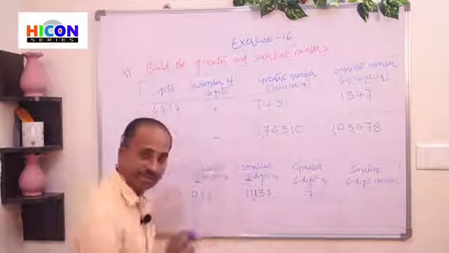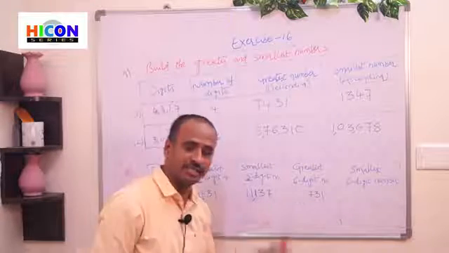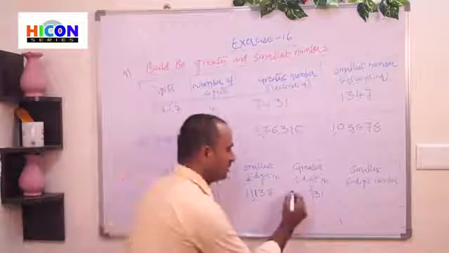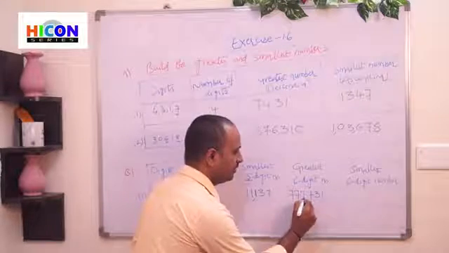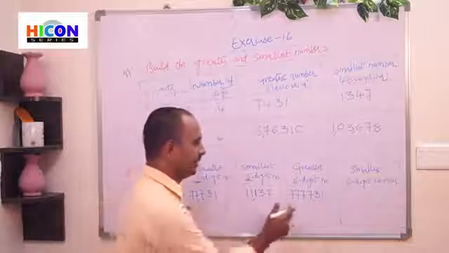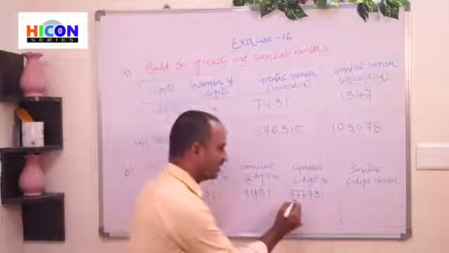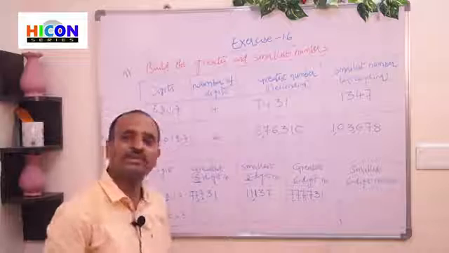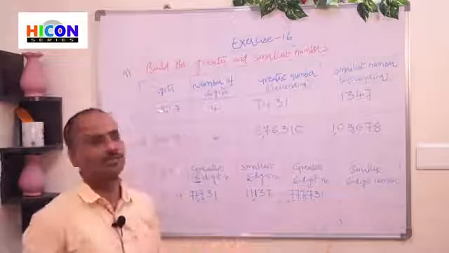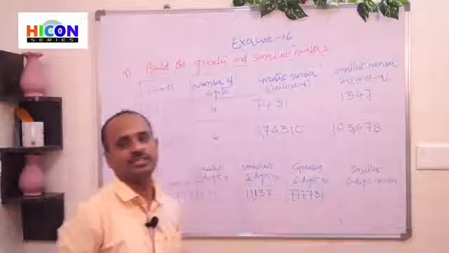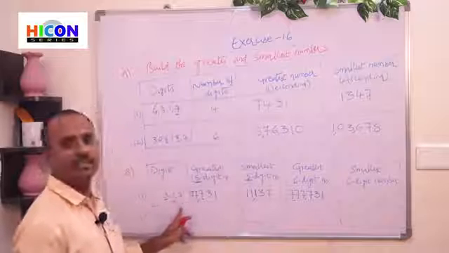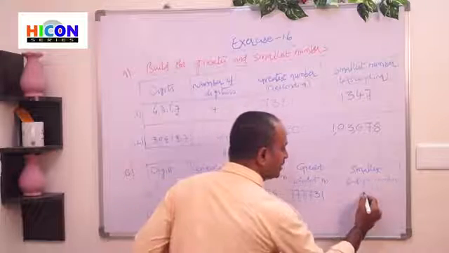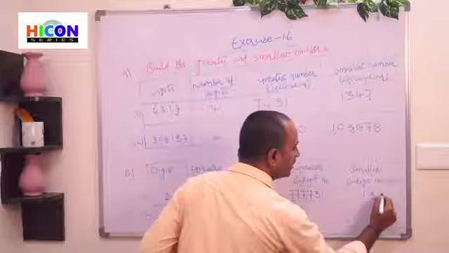But there are only 3 digits, but we require 6 digits. So repeat the greatest digit 3 times. That means 7, 7, 7. Then it becomes a 6-digit number, and it is the greatest 6-digit number, 7,77,731. Next, smallest 6-digit number. First arrange the given digits in the ascending order. If you arrange the given digits in ascending order, we will get 137.